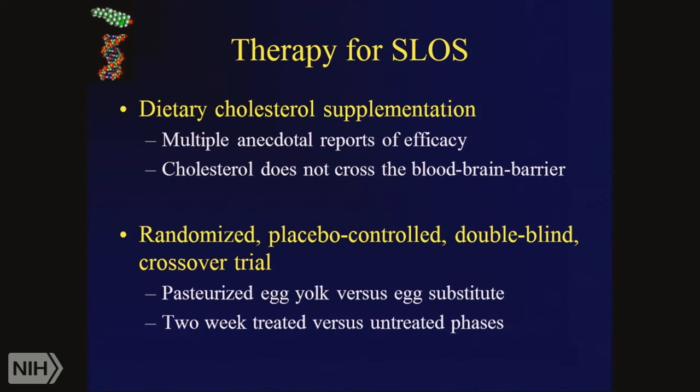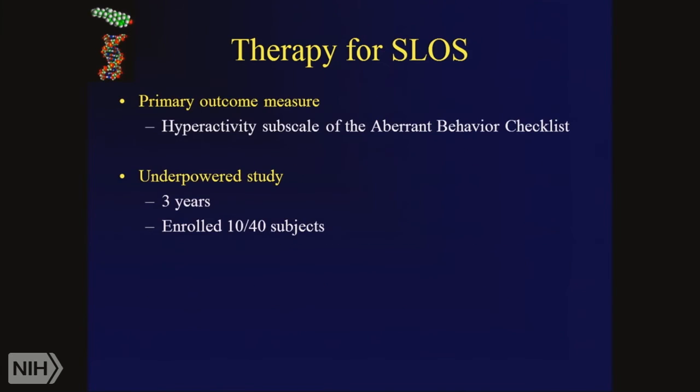So we used pasteurized egg yolk versus egg substitute. Because cholesterol dietary supplementation had gotten entrenched in the field, it was going to be impossible to get parents to take the kids off of cholesterol for any prolonged period of time. So we said, fine, we'll do 2 weeks treated versus untreated. Because what was described in the literature was really rapid. You put them on cholesterol, it corrects. If you run out of cholesterol, their behavior goes off. We said, okay, we'll try 2 weeks. Well, and we were using the hyperactivity subscale of the ABI checklist.